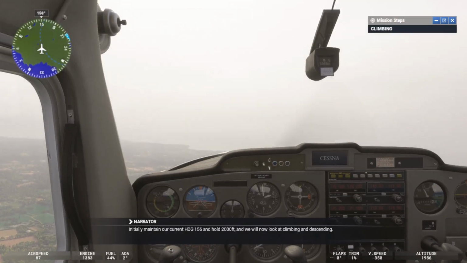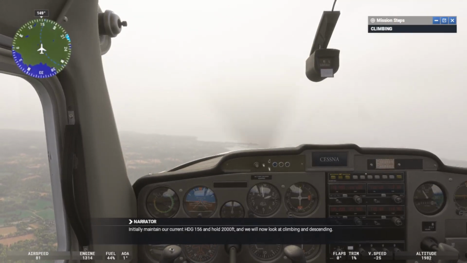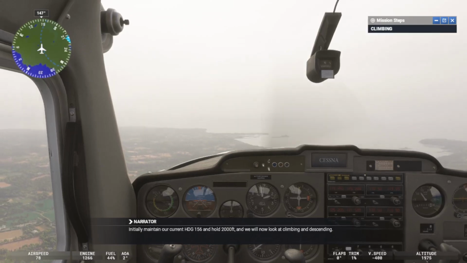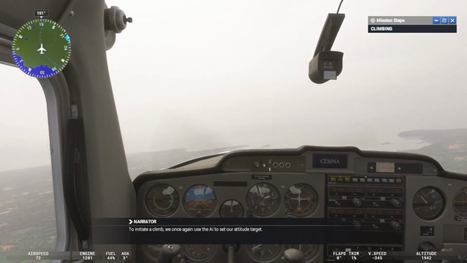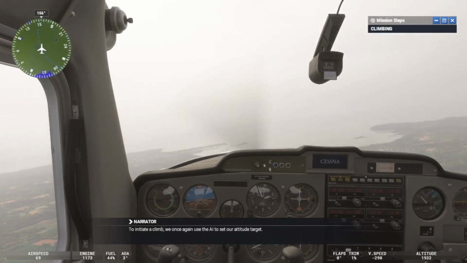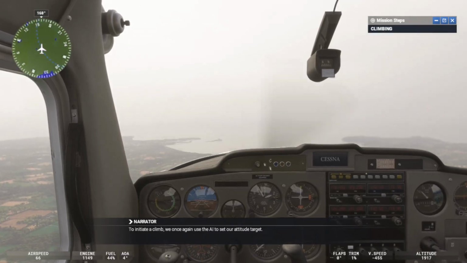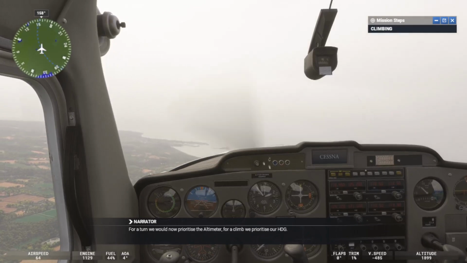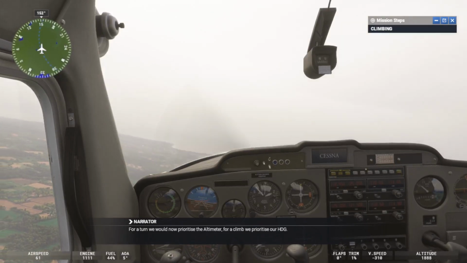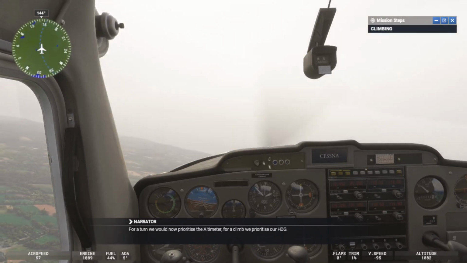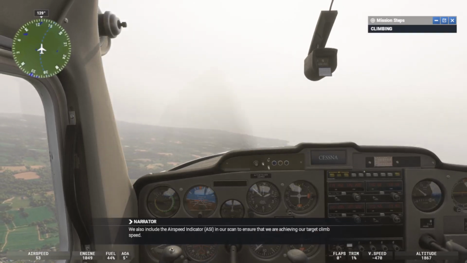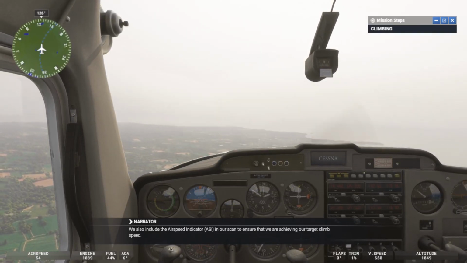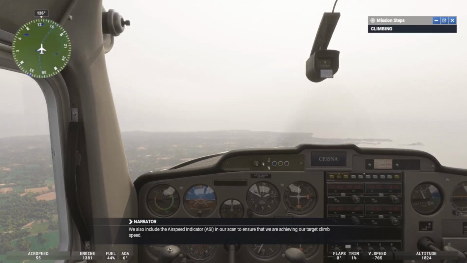Initially maintain our current heading 156 and hold 2,000 feet, and we will now look at climbing and descending. To initiate a climb, we once again use the AI to set our attitude target. For return, we will now prioritise the altimeter. For a climb, we prioritise our heading. We also include the airspeed indicator in our scan to ensure that we are achieving our target climb speed.